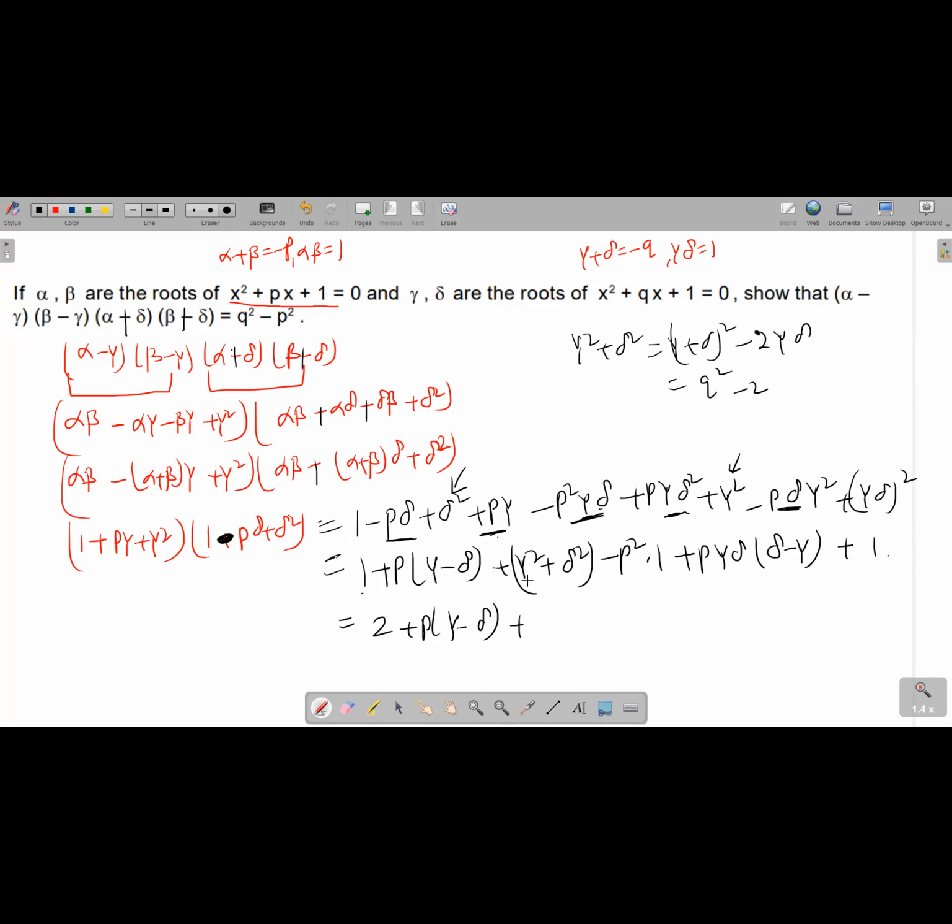Here it can be written as a square plus b square, a plus b whole square minus 2ab. This is minus p square. And here gamma into delta is 1. So take minus out. So it will become p gamma minus delta. Now you can see plus p gamma minus delta minus p gamma minus delta. And this is 2 plus gamma plus delta is minus q, that is whole square plus q square minus 2 gamma into delta, 1. So 1 minus p square. So this is gone. So answer is q square minus p square. So there was some typo, right? So after correction, we solve it.